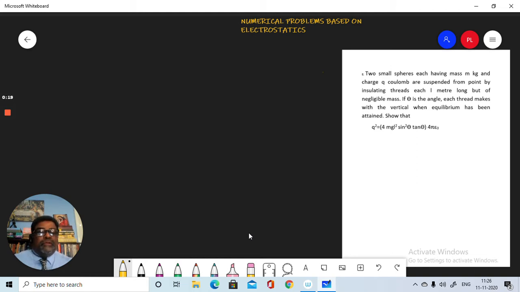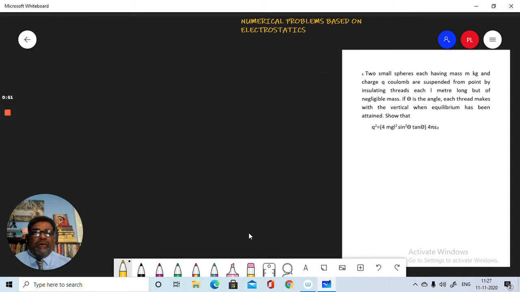In this question, it suggests that two small spheres, each having mass m kg and charge q coulomb, are suspended from a point by insulating threads, each L meter long but of negligible mass. If theta is the angle each thread makes with the vertical when equilibrium has been attained, show that q square equals 4 mg L square sine square theta into tan theta into 4 pi epsilon naught.